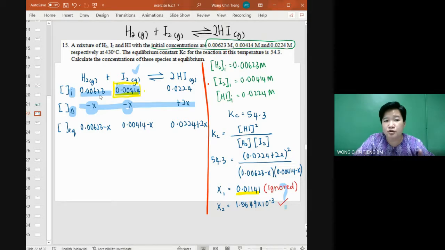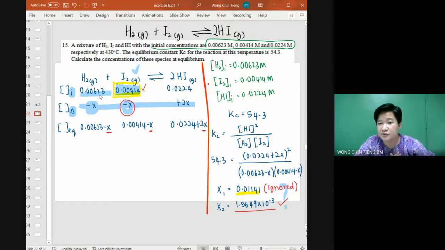And the best way to choose is to find the lowest initial of your reactant, compare with the change. Itu je cara dia. So you right now get the x is 1.5649 times 10 to the power of negative 3. This is the x that we will use. Easy, easy. Substitute your x into your ICE table.